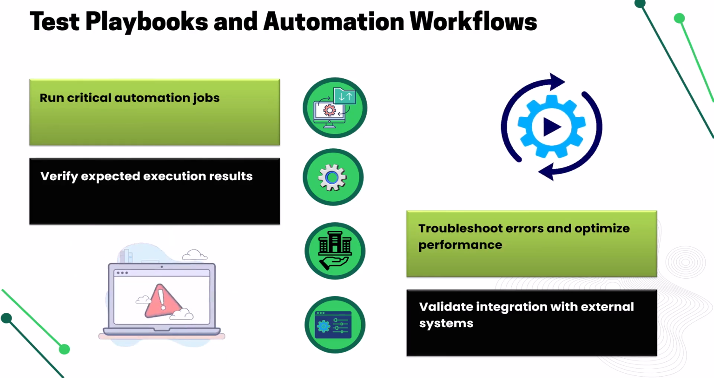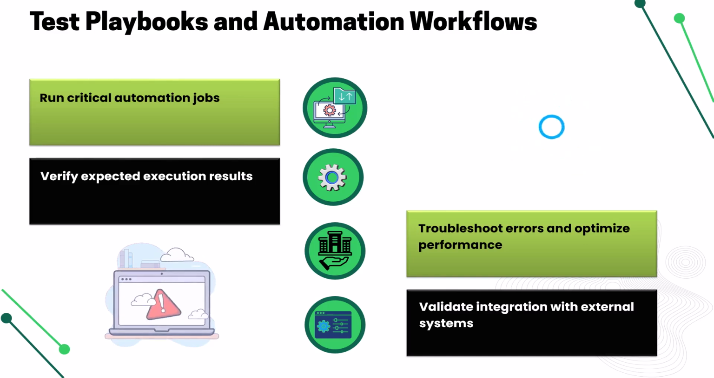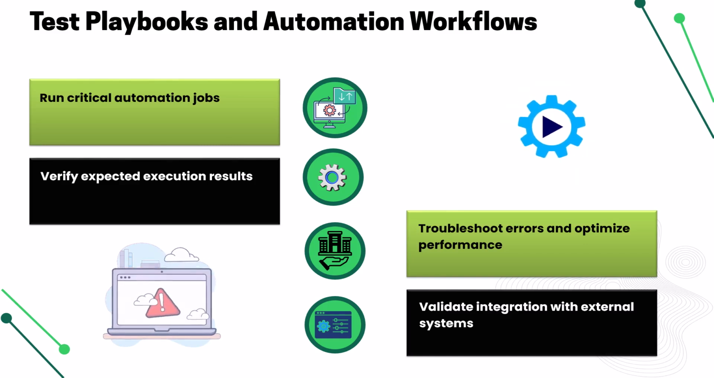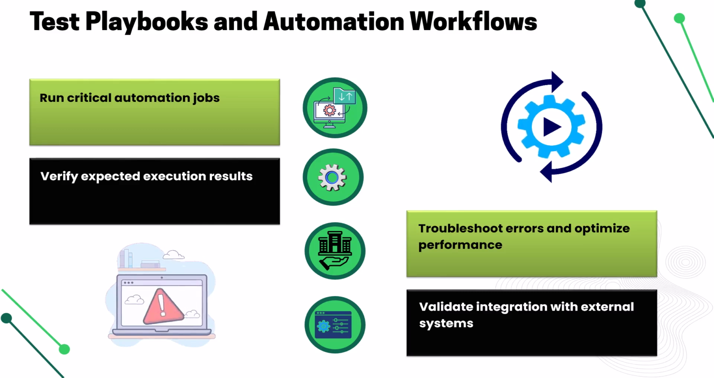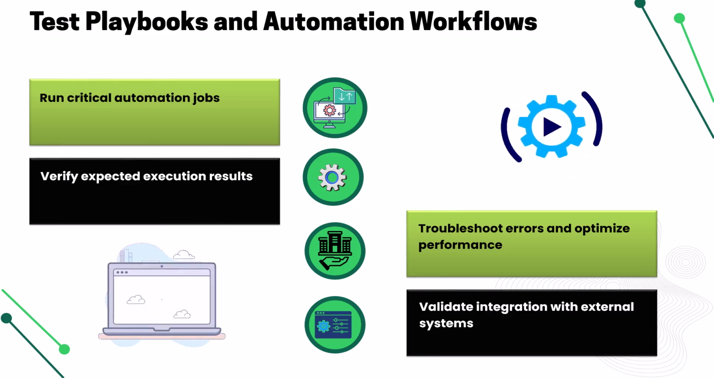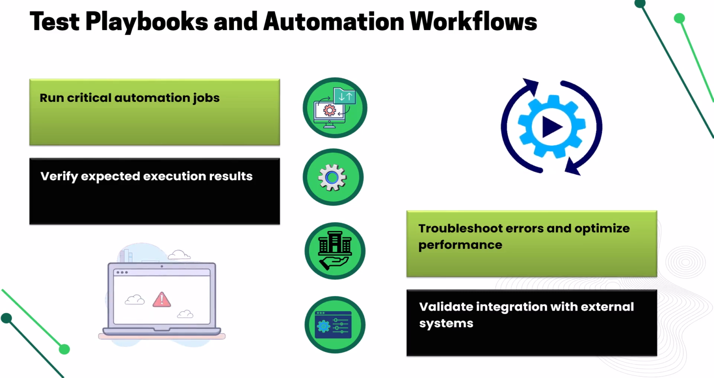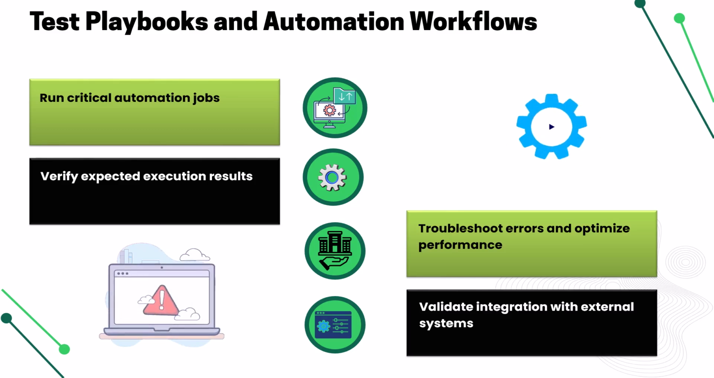Time to put those playbooks to the test. Start with critical automation jobs, because no one likes surprises during production. Check execution results. Did everything run smoothly, or did the automation script take a coffee break? Troubleshoot any errors and fine-tune for efficiency. And finally, validate integration with external systems, because an upgrade shouldn't turn into an isolation experiment.